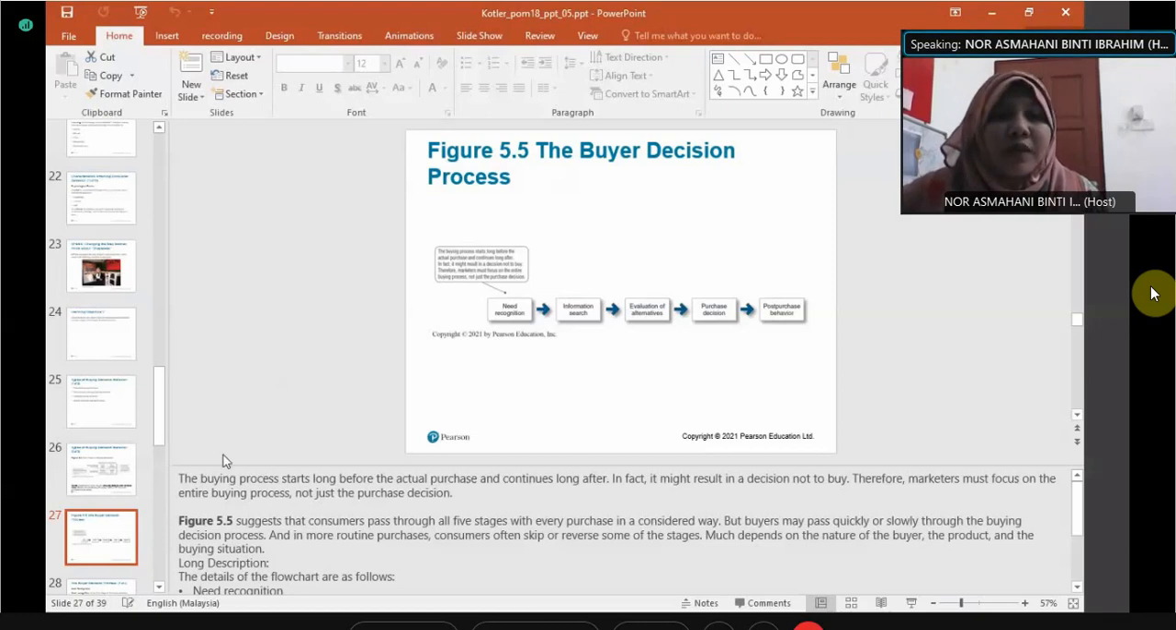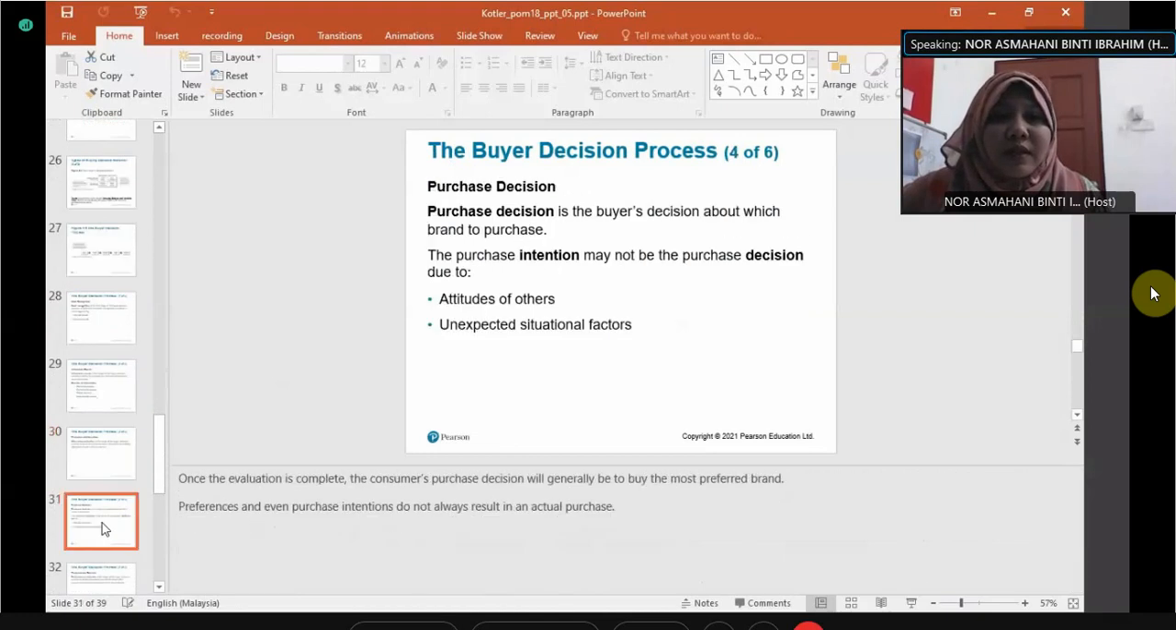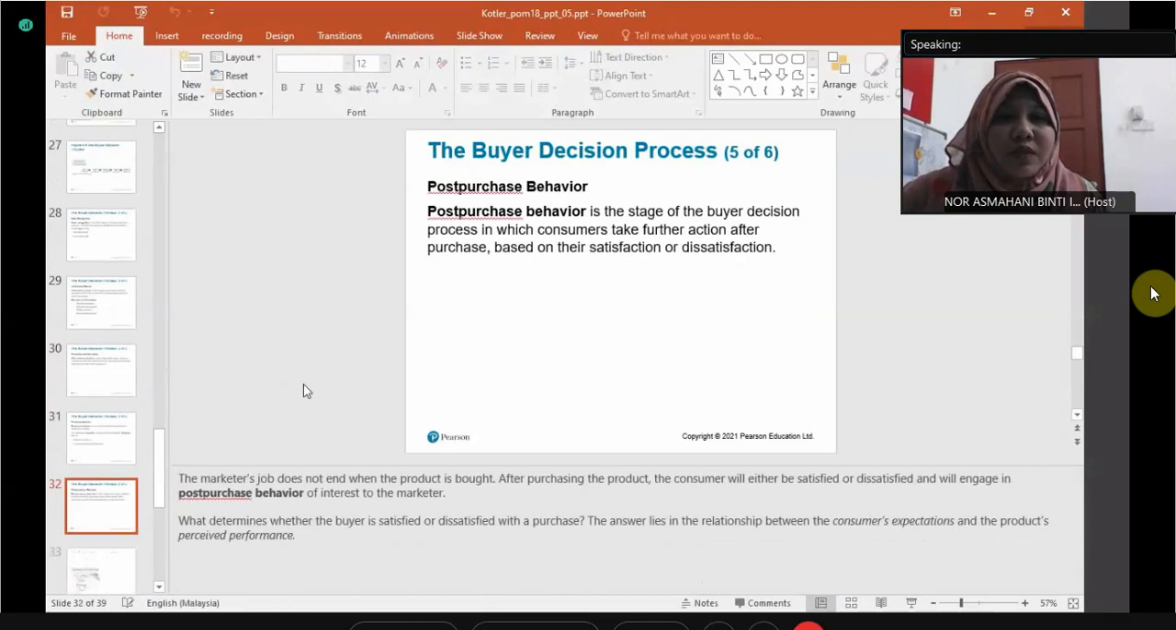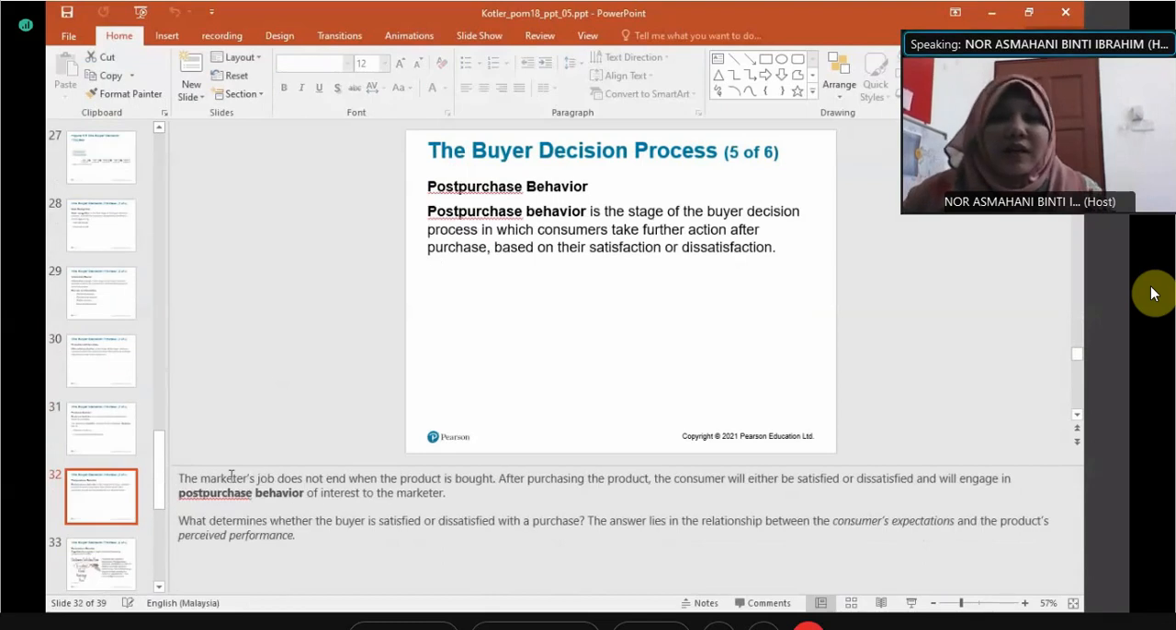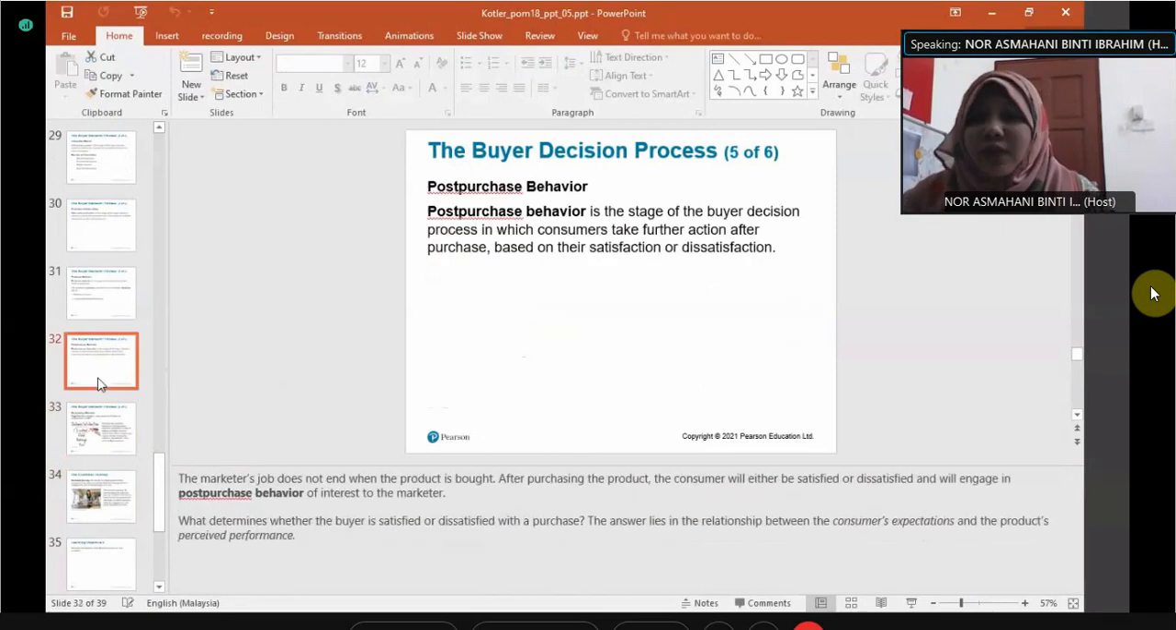Post-purchase behavior: after you use the product, if you're satisfied, you will continue to use it. If otherwise, if it's not satisfying your needs, then you will maybe stop using it, right? Stop using it and find a new one, a new substitute.